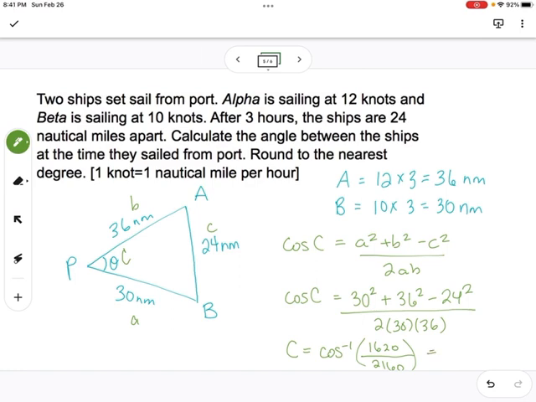So the 1,620 divided by 2,160, and you're going to press second or shift to get your cos inverse. And we get an angle of 41 degrees. Okay, last thing, write your therefore statement. So therefore, the angle is 41 degrees at port.